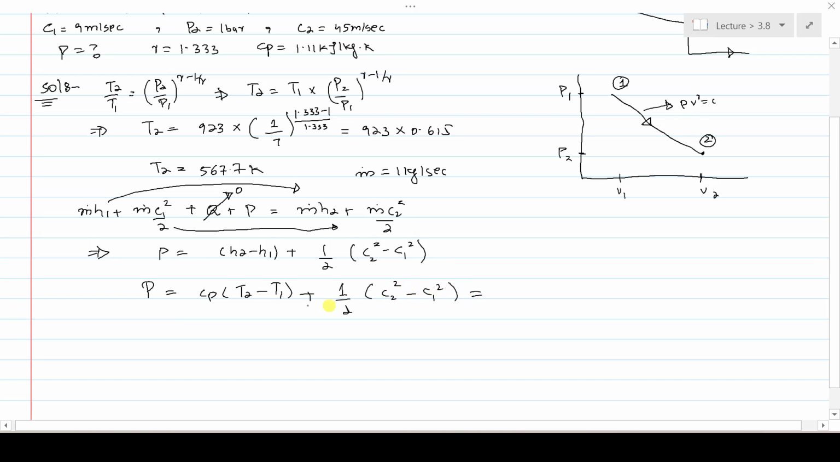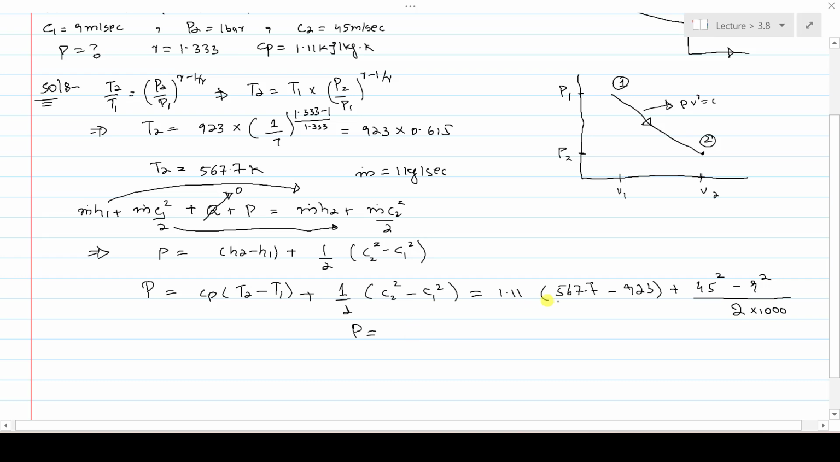Now just simply enter the values. What is the Cp value? That is 1.11. Final temperature, that is 567.7. C2, the exit gas velocity, is 45 square. Then the inlet velocity is 9, and remember this whole term is in kilo, so we must convert these terms into kilo also, so that's why we will divide it by 1000. After solving this on the calculator, you will get the power output of the turbine.